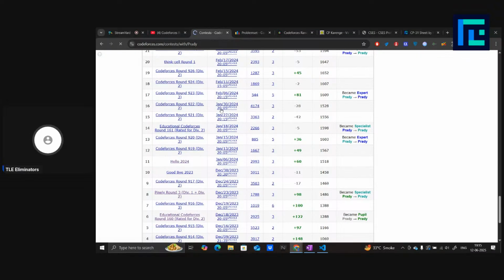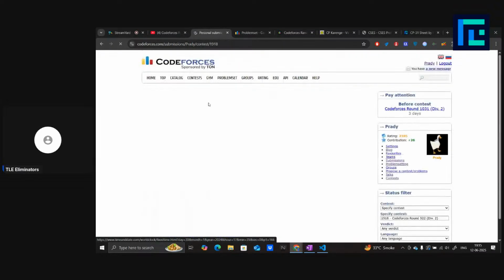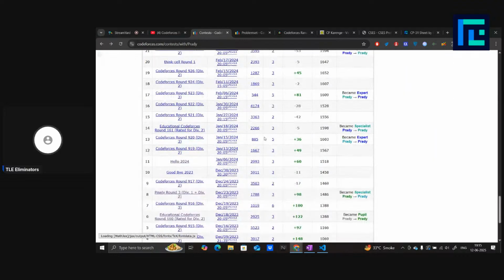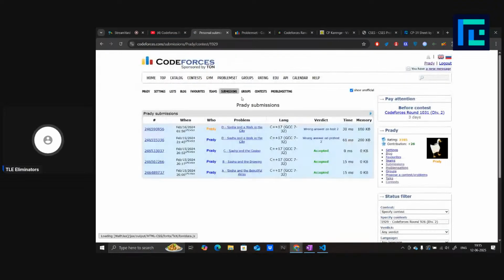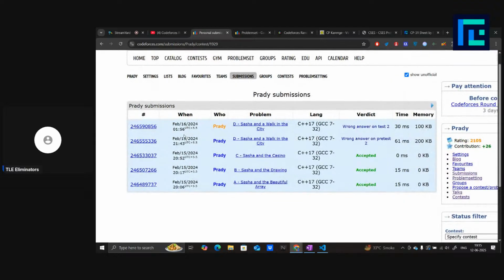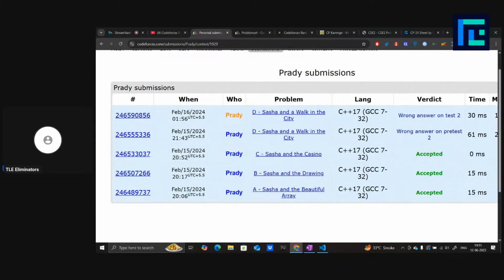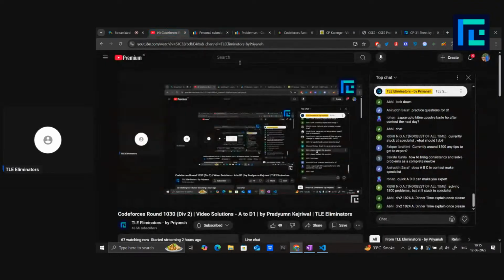Like here, if we see, okay, this one I underperformed. So this one, if you see, I solved three, and I solved them in 45 minutes. So it is pretty fast.